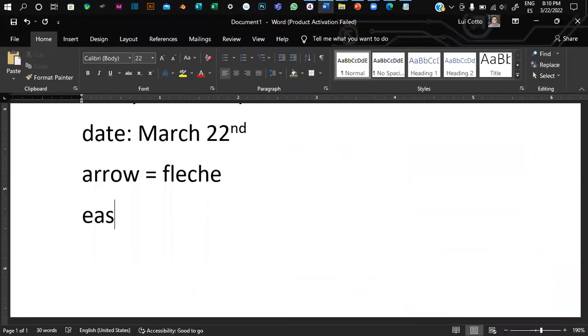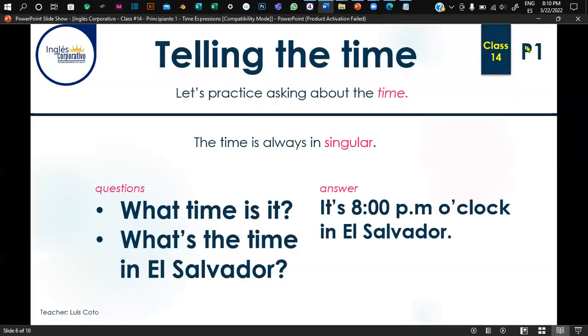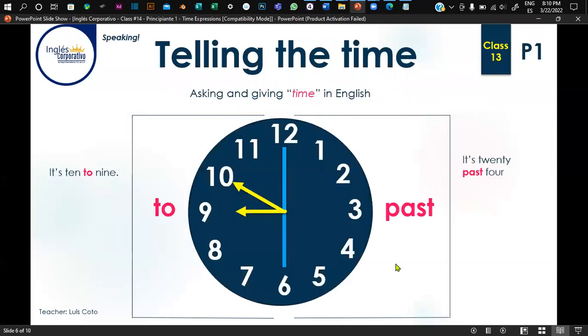Easy. What is easy? Adjective. Easy, fácil. Yes, that is an adjective. Okay. Next slide. We have something else. Always telling the time, asking, and giving time.